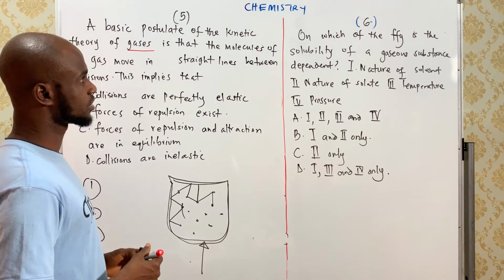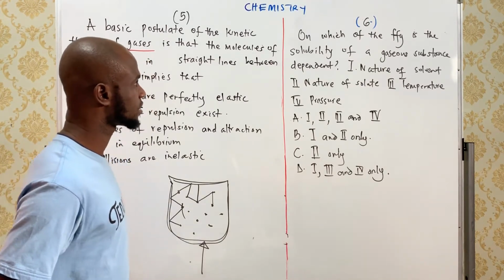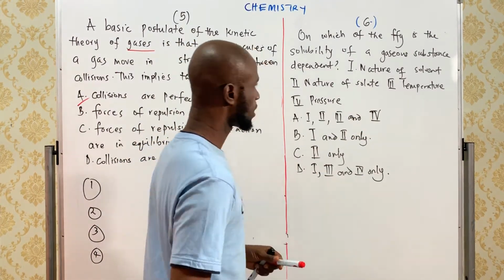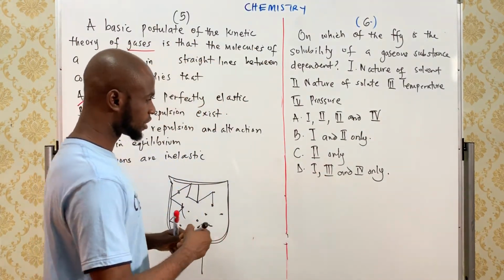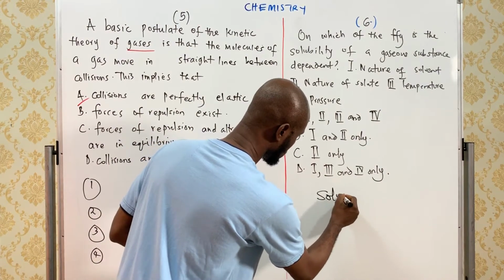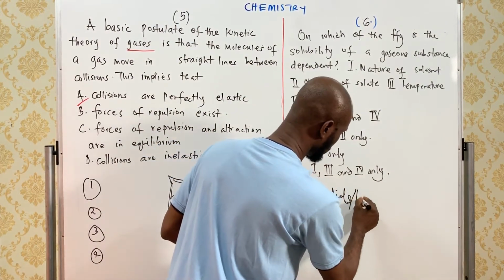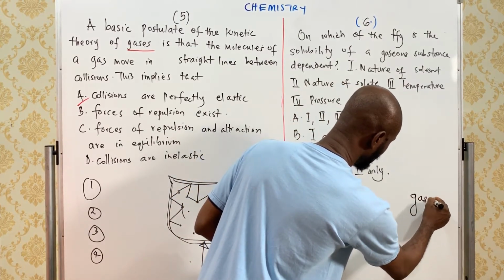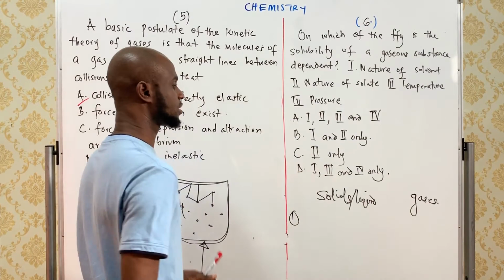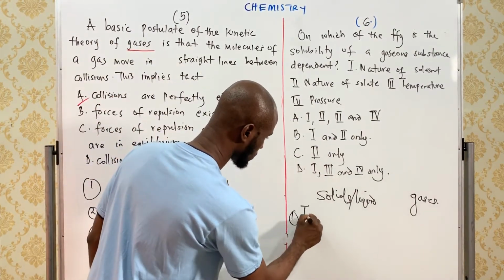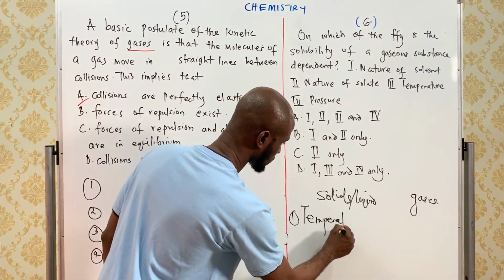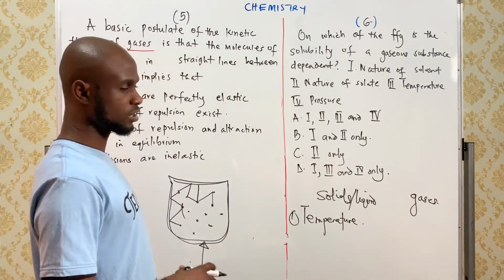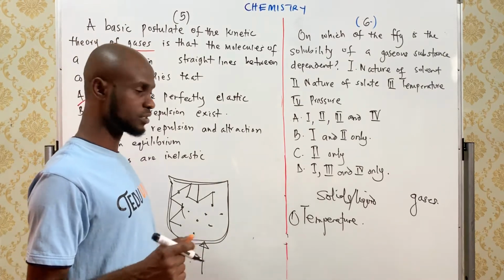On which of the following is the solubility of gaseous substance dependent? Nature of solvent, nature of solute, temperature and pressure. We have solubility of solids and we have solubility of gases. The solubility of solids depends on temperature. That is, the higher the temperature, the higher the solubility of solids, which are the solutes, in solvents.